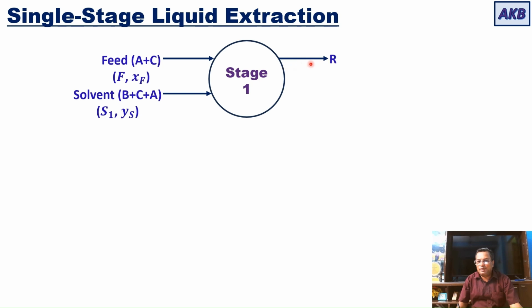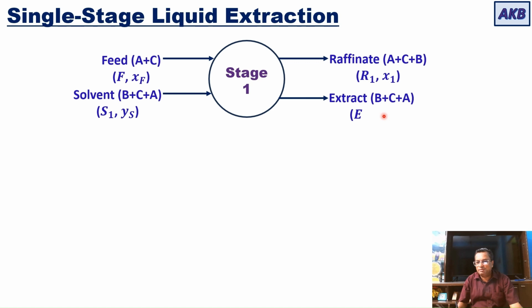Then you'll be getting raffinate, which will again contain all three components, A plus C plus B. And then you'll be getting extract, which will again contain B plus C plus A. The major component is B in the extract phase, and in the raffinate phase, the major component is A.